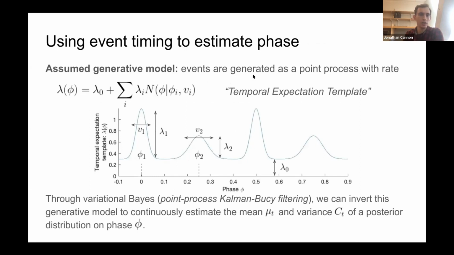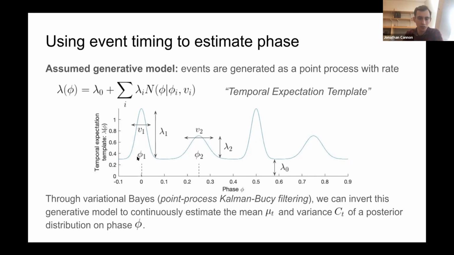And so the formalization that I've come up with here is to assume that events in the sensory stream are generated according to a point process. And that point process has a rate function that is a sum of Gaussian shape functions with different parameters. And so you can have more or less precise expectations over phase. And this function I'm referring to as a temporal expectation template because it refers to the times that we expect events to happen as a function of phase.